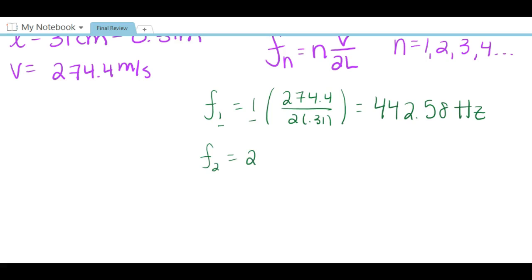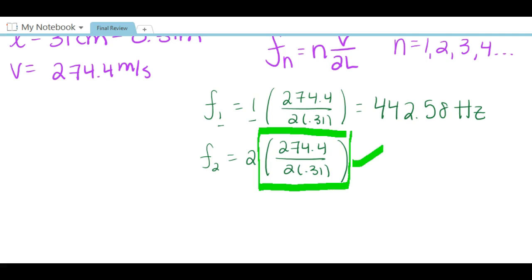Now if you notice, the ends are the same, 1, 1, 274.4, and then 2 times what you got. So for this one, we end up with 2 times that value. Now you might notice that 274.4 divided by 2L is basically F1. So that means we can rewrite our second harmonic as 2 times the fundamental frequency, because whatever's in the parentheses is the same as the initial value. So we end up with 885.16 hertz as this frequency for the second harmonic.